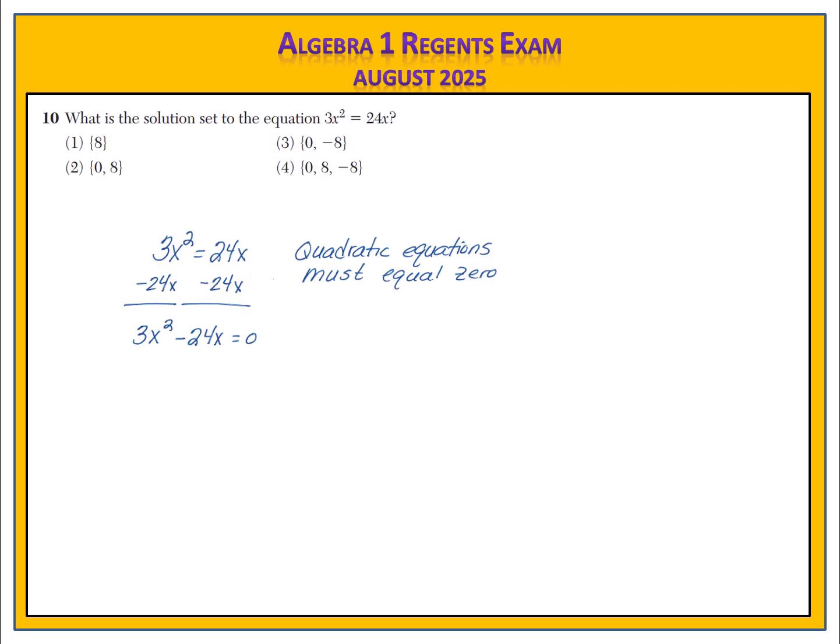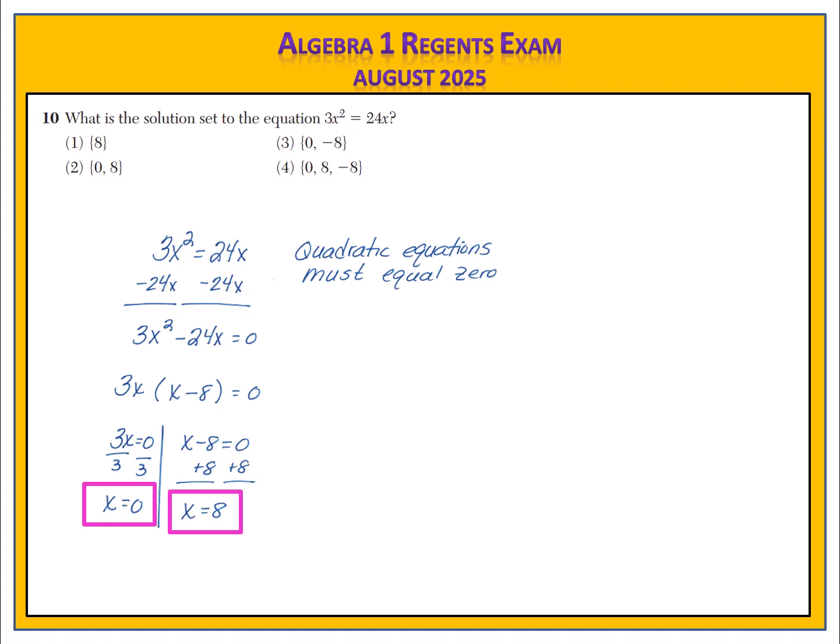We're going to use factoring here. There's a greatest common factor of 3x, leaving us with x minus 8 in the parentheses. Set each factor equal to 0, and then solve to get the solutions to the equation. This equation has two solutions, x equals 0 and x equals 8.